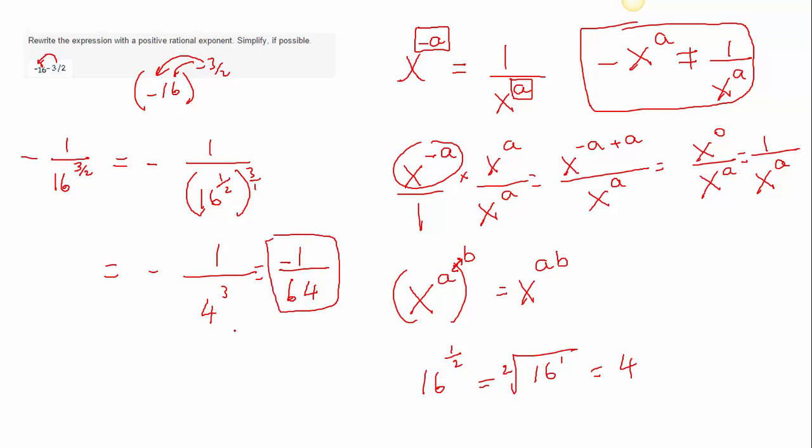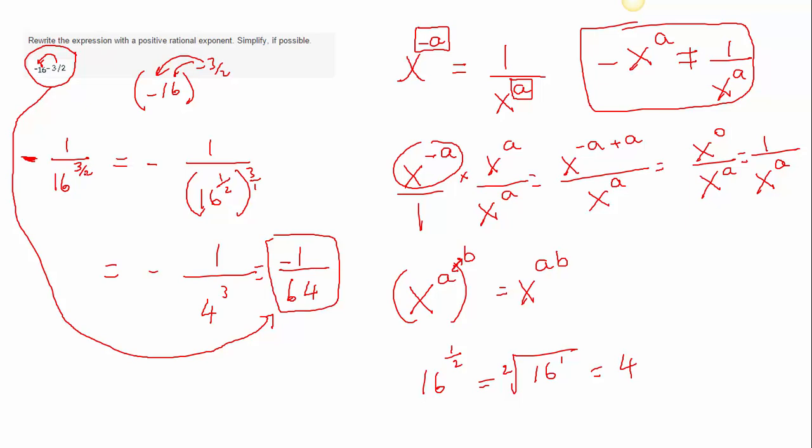Negative 1 over 64, because 4 times 4 is 16 and 16 times 4 is 64. So instead of all this complicated rational exponent, we change it to negative 1 over 64 as our final answer. So one more thing: the negative sign is not part of the exponent. That's why I left it outside. That negative exponent, according to this rule, you can move to the denominator and make the exponent positive. That's what I did here.